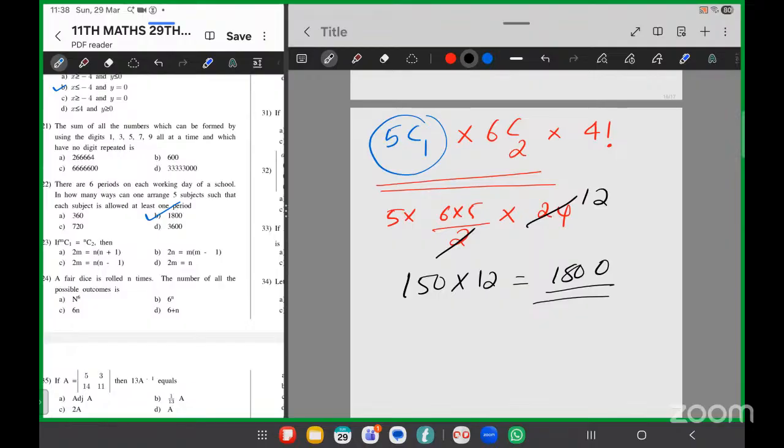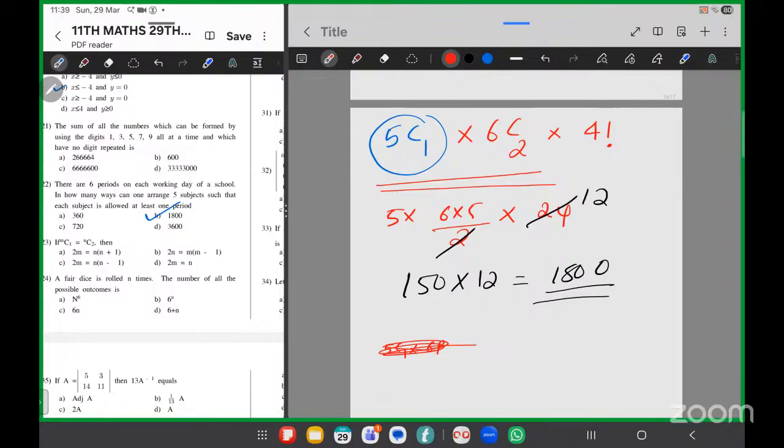Selection. But इधर arrangement भी आएगा. Okay. 6C2. So arrange here. 5C1. एक arrangement possible है. Okay, correct. बोलो.